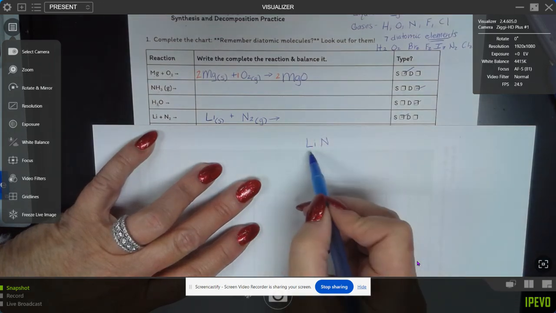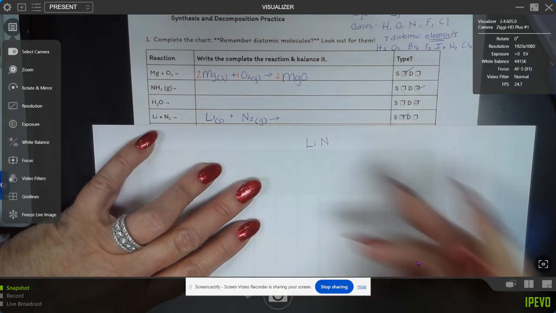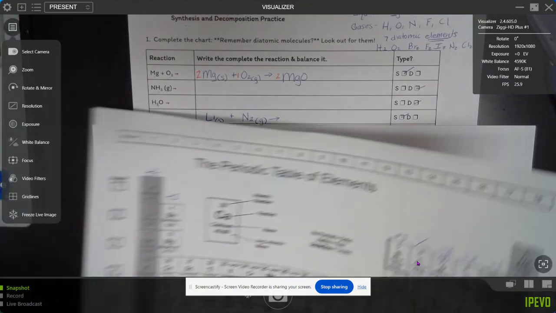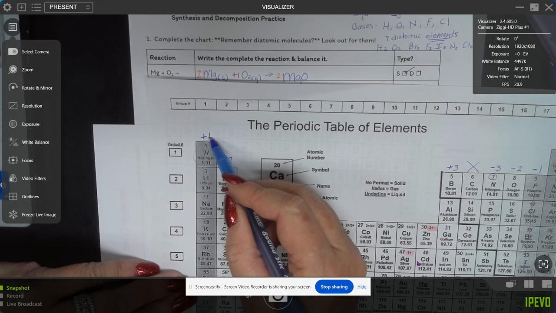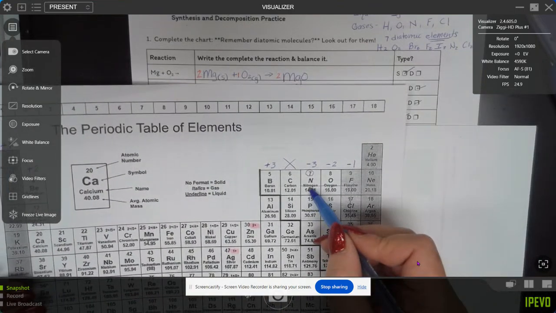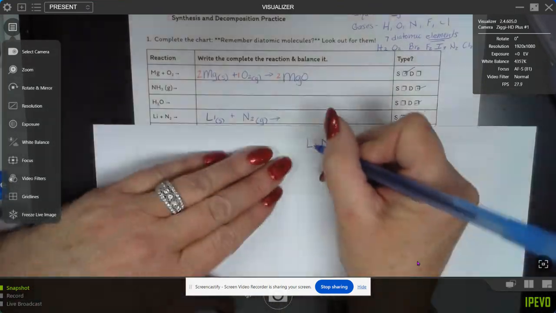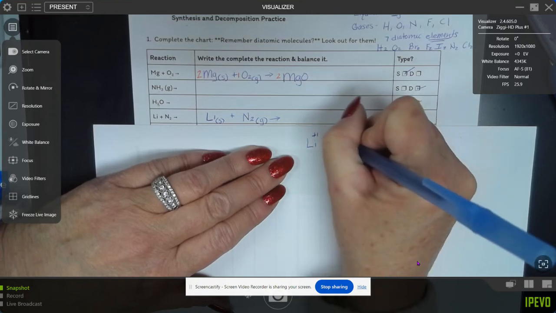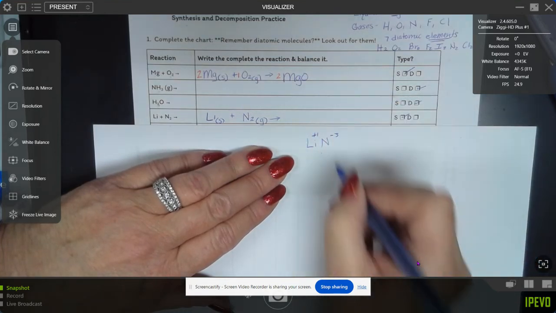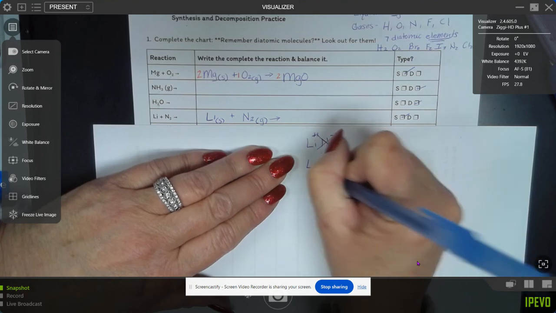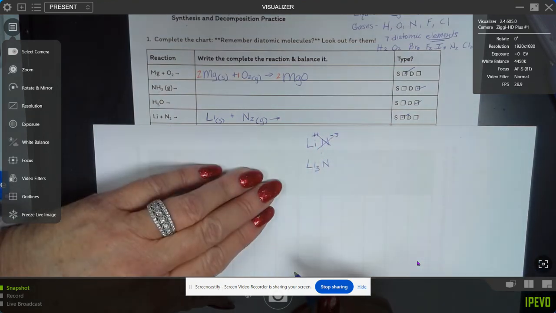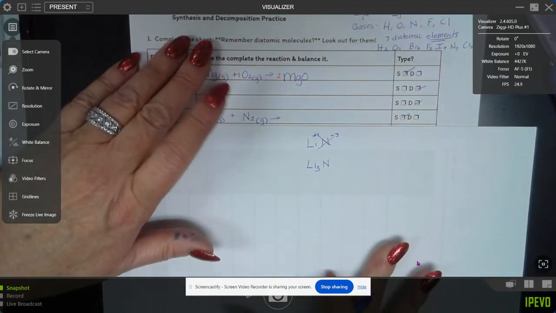Now, here's what I've got to think about. I have to look on my periodic table. Lithium forms a +1 ion. Nitrogen forms a -3 ion. So lithium is +1, nitrogen is -3. I'm going to crisscross these, which gives me Li3N. All right, so that's my product here.